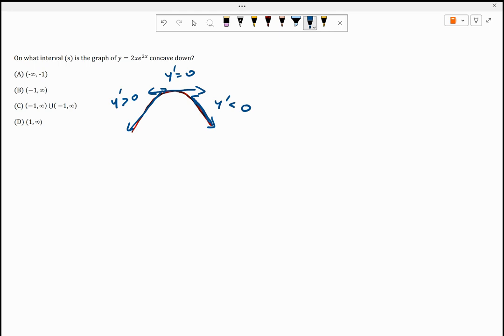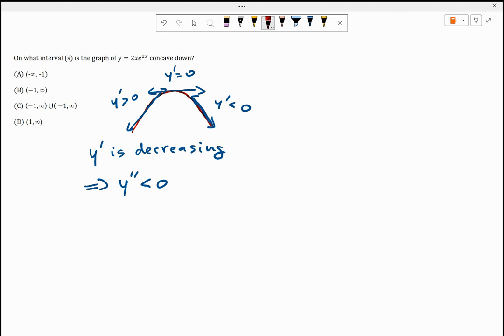When a value goes from positive to 0 to negative, we recognize that y prime is decreasing. And that means in turn that y double prime, or the second derivative, is less than 0. So we need to find when the second derivative of this function is going to be less than 0.